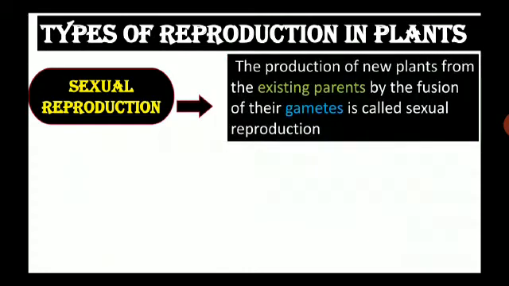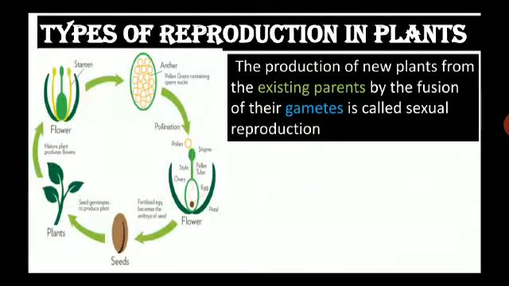Let us discuss the types of reproduction in plants. The first type is sexual reproduction. The production of new plants from the existing parent by the fusion of their gametes is called sexual reproduction. Children, let us discuss what a gamete is. Plants cannot reproduce like human beings, but they still produce two separate reproductive cells. These are called gametes. Pollen grain is the male gamete and ovule is the female gamete in plants.